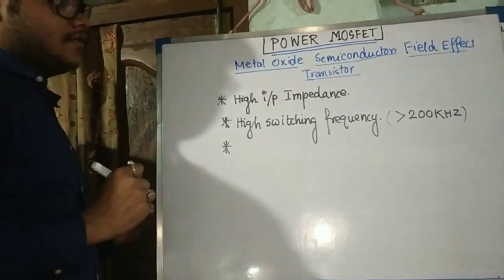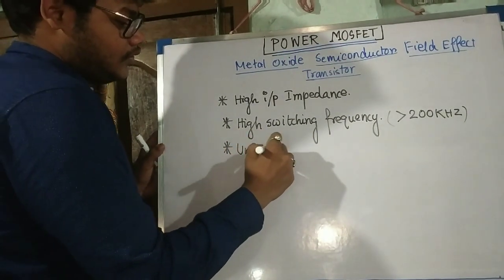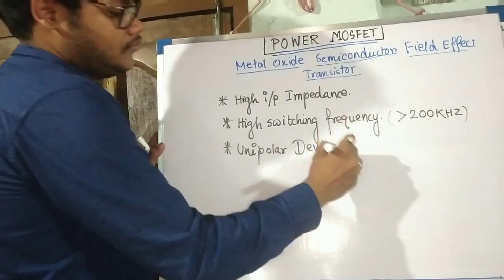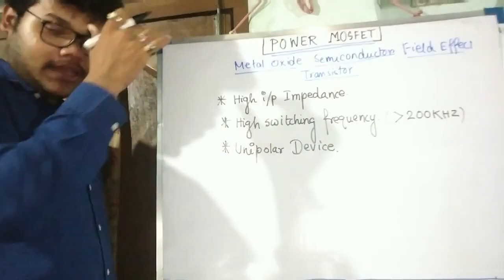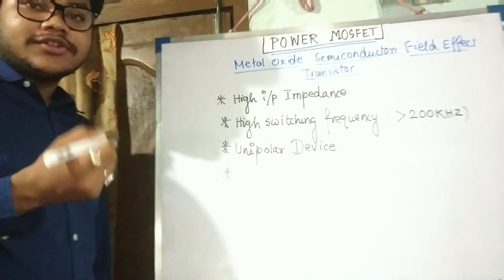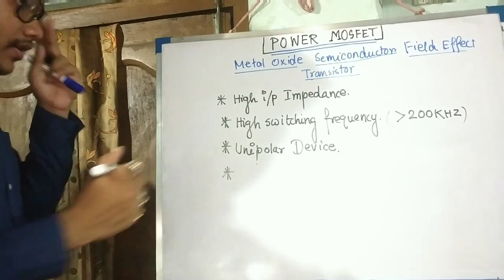Next, it is a unipolar device. It means it can withstand voltage in a particular direction, either forward voltage or reverse voltage, but not both. That's why this is unipolar.